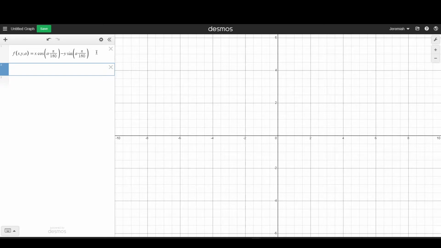Now for the second one. The parameters can be the same, but we need to change the name because that way it knows both of them are different. For this one, we have to do x times the sine, and then the conversion, plus y times the cosine, and then convert it to radians. Now, we have the two equations that will convert the coordinates for us, for the x and for the y.